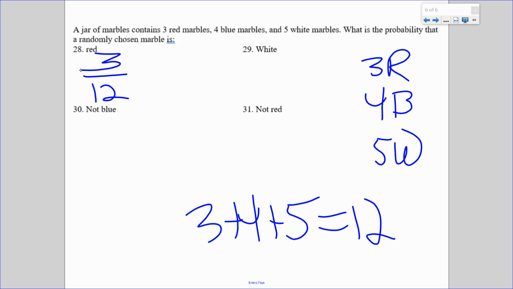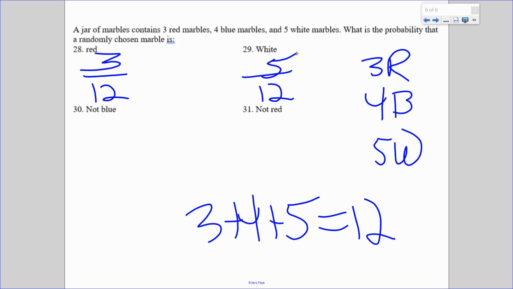Try 29 on your own. Try white on your own. I'll give you about 15 seconds. Okay, there are 12 total marbles. Out of those 12, 5 of them are white.